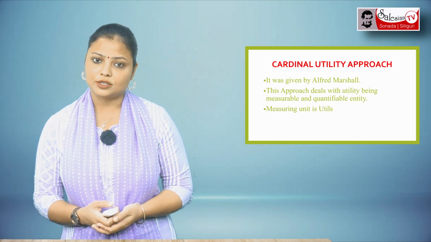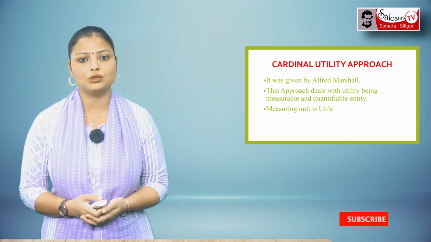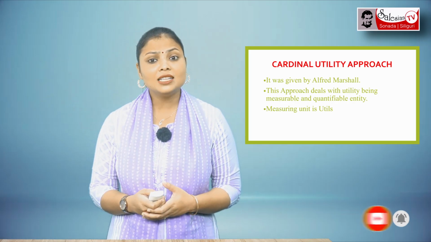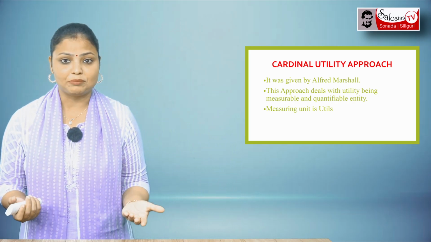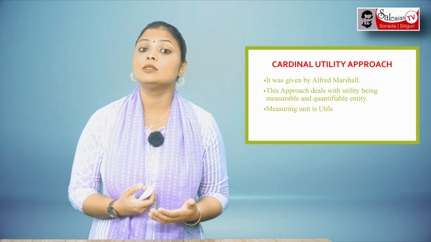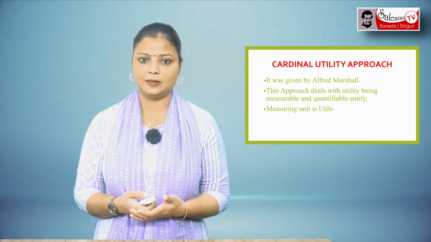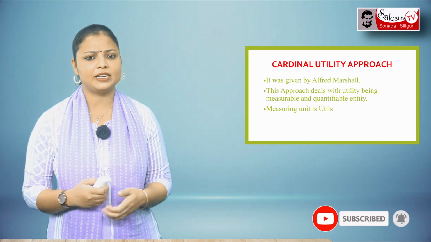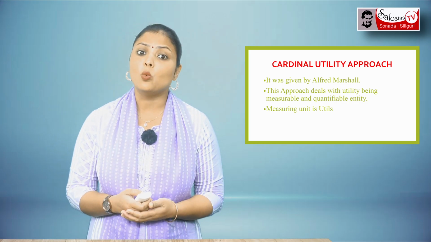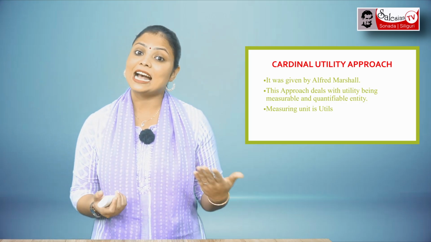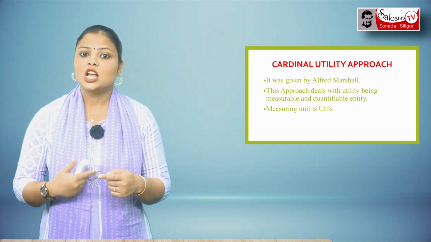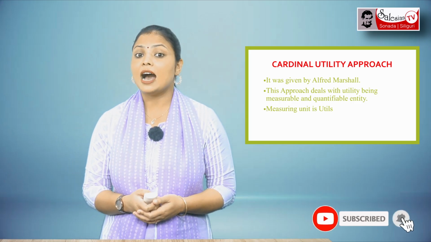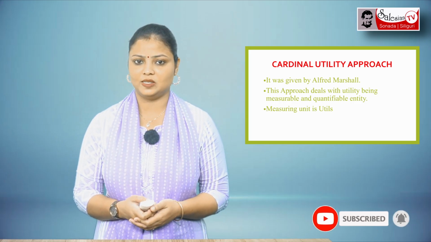In order to understand cardinal utility analysis of demand, we need to go through its assumptions, which are as follows. First, measurability of utility. The exponents of cardinal utility analysis regard utility to be a cardinal concept, that is, utility is a measurable and quantifiable entity. The measuring unit is regarded as utils. Say for example, if a person consumes one apple, he gets utility as 4 utils, which is twice as compared to oranges.